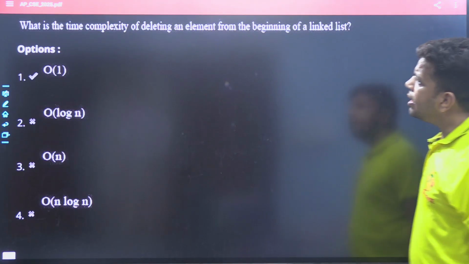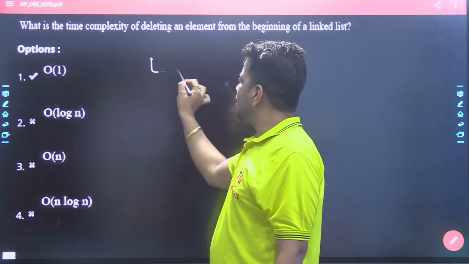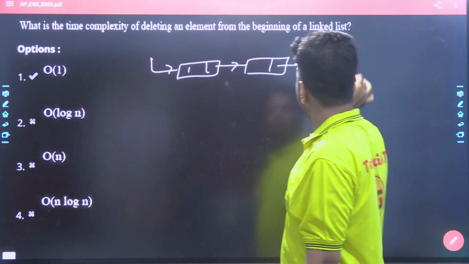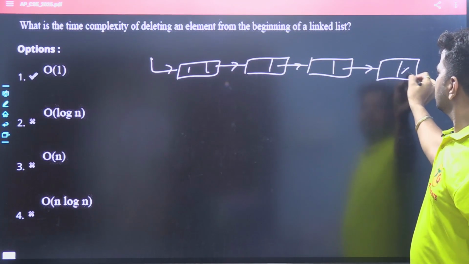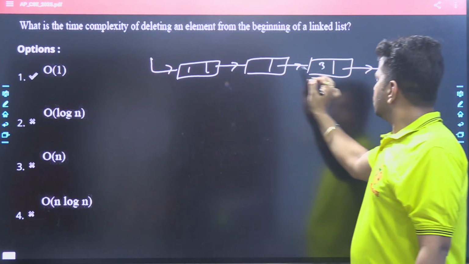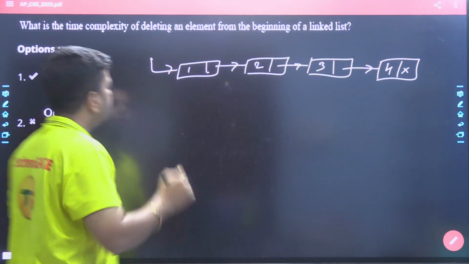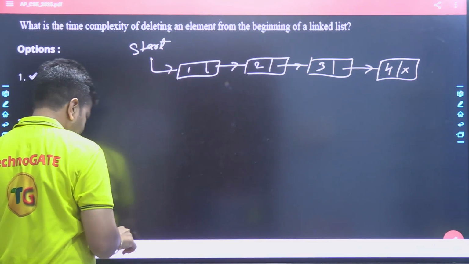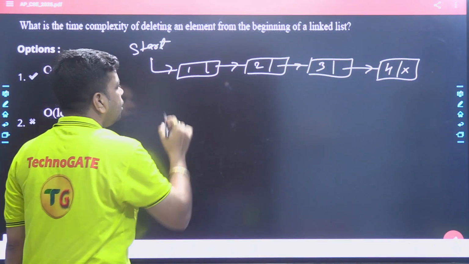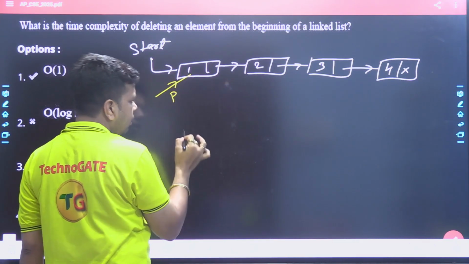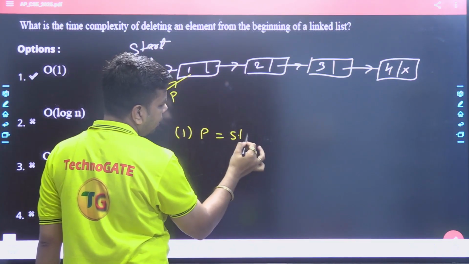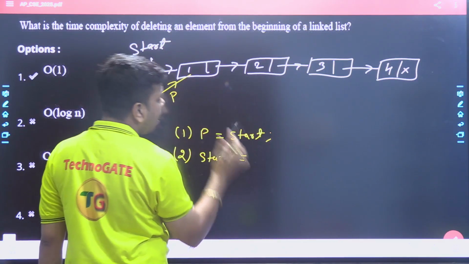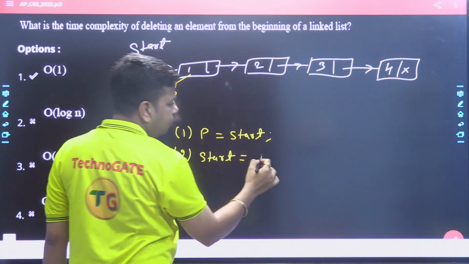What will be the time complexity of deleting an element from the beginning of a linked list? Let's see. Suppose I have that linked list, and I want to delete that element. This is the start. So what I need to do in that case, see here very carefully. First of all, we need to set one pointer to start. So the first line that I need to write is p = start. Then I need to move start to its next, because after deleting this node, this second node becomes the starting node.